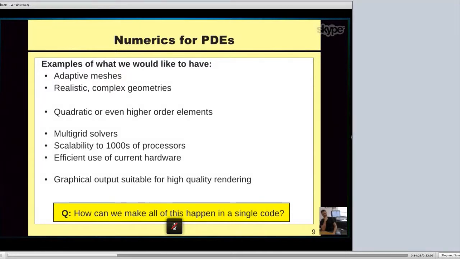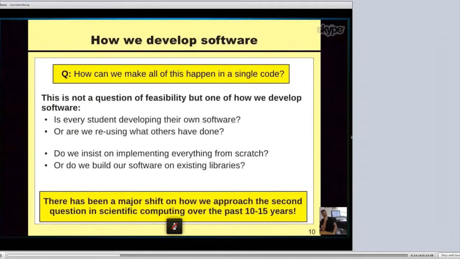So this is essentially the sort of realization that we have come to in computational science, that we somehow have to find ways to write our software in such a way that we can have all of these things, but not have to pay the price of implementing it from scratch every single time. And so the questions that we will have to answer if we go in this direction, if we want to have all of these sort of things, are, for example, do we allow every student to develop their own software?